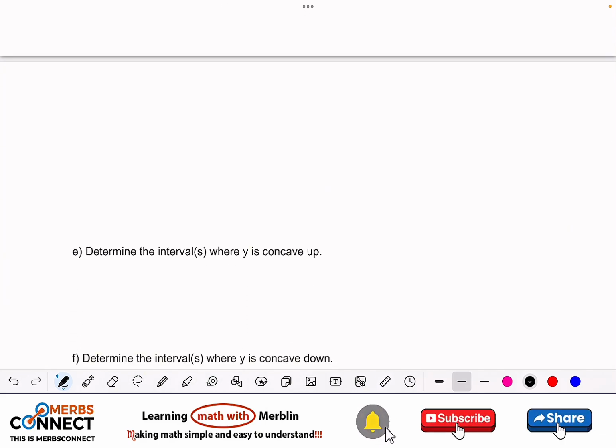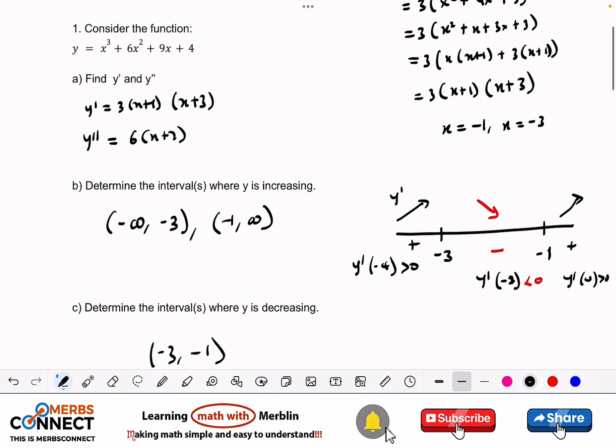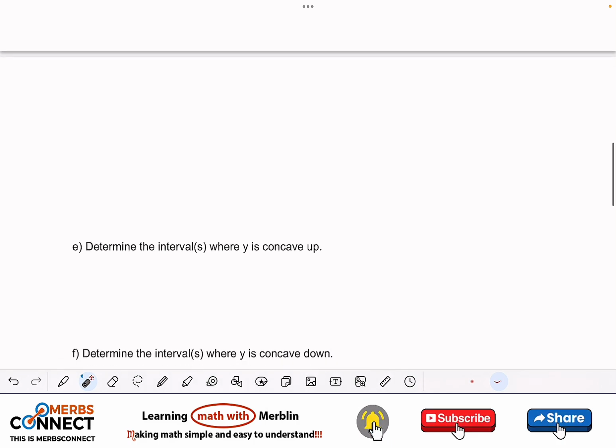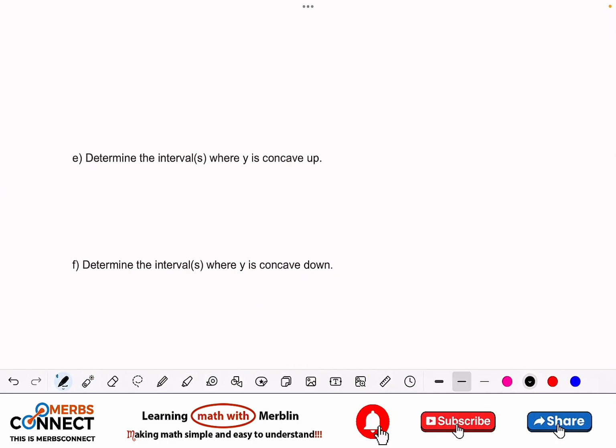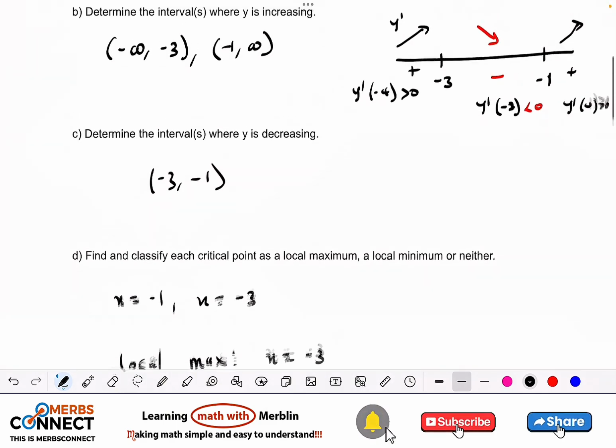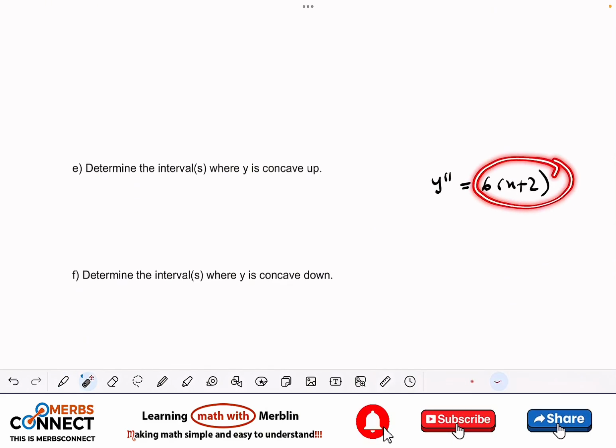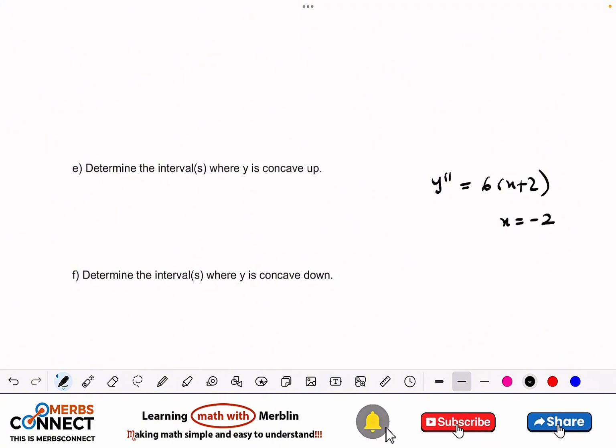Now E is determine the intervals where y is concave up. So with the concave up and down, we need to use the y prime prime, right? Whilst we are using y prime prime, we need to find what is called the point of inflection. So here is 6x plus 2. We need to look for the x value that will make this one 0. So that is when x is equal to -2, right?